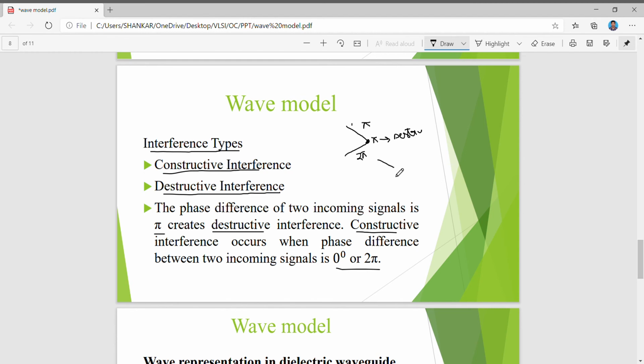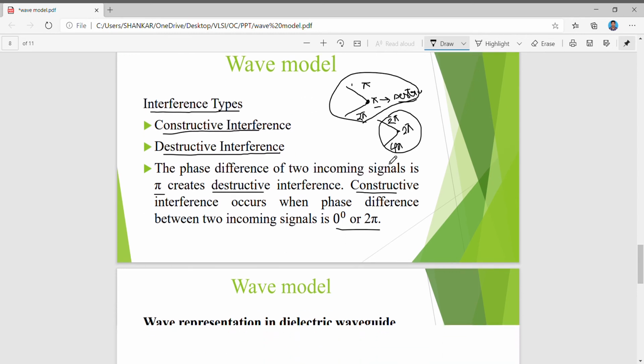Suppose one signal is 2 pi and another signal is 4 pi. Now the difference is 2 pi. It will make constructive interference. At this condition, when the phase difference is pi, then it will create destructive interference. If the phase difference is 2 pi, then constructive interference occurs inside the optical fiber or waveguide.